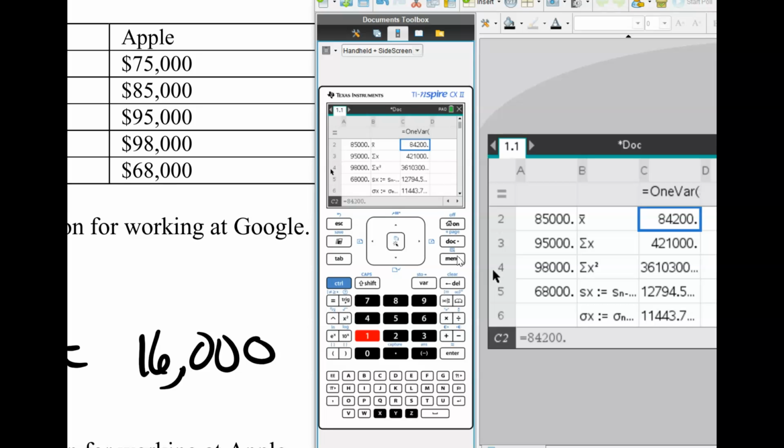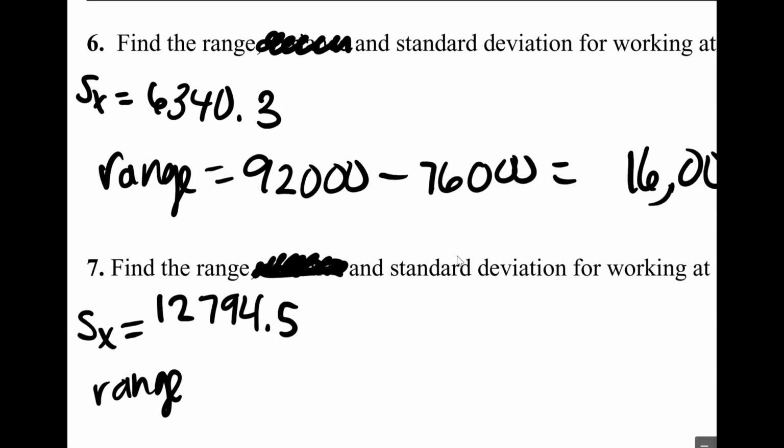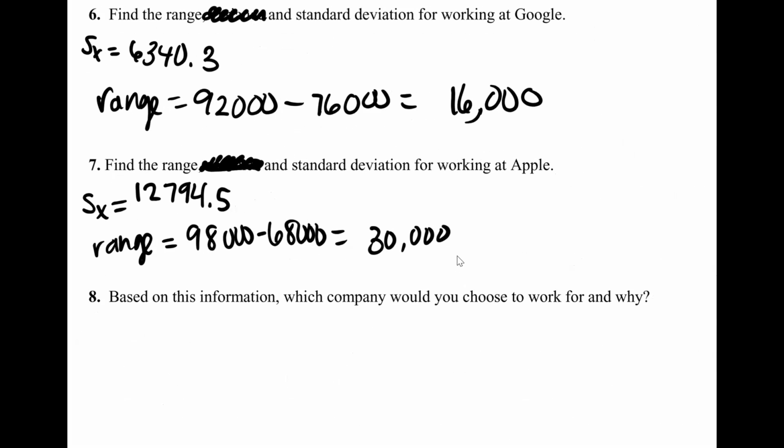Okay, so once again our mean is still 84,200. This time our standard deviation is 12,794.5. So this is our standard deviation, and our range, what is our range going to be? 98,000 minus 68,000. 30,000. Yikes. Okay, so based on this information, what company would you want to work for and why?